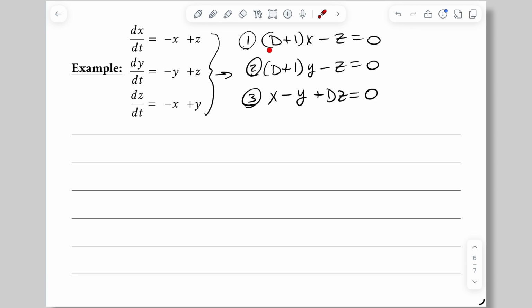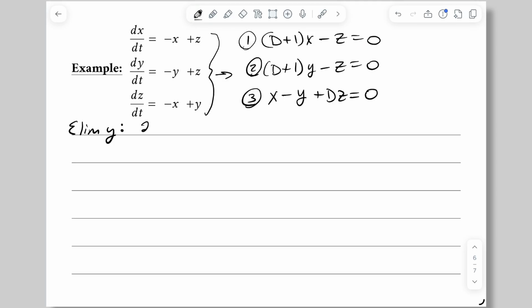Equation 1 I'm rewriting as (D plus 1) acting on x minus z equals 0. Equation 2, (D plus 1) acting on y minus z equals 0. And equation 3, x minus y plus Dz equals 0. We're going to use equations 2 and 3 and eliminate y, because equation 1 already doesn't have y in it.